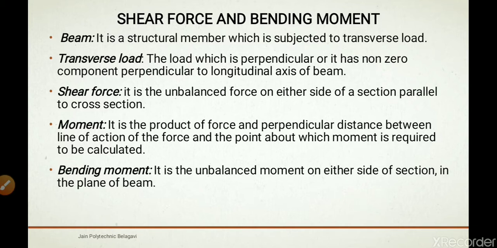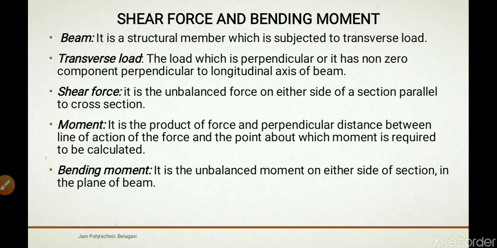So in RCC as well as in steel design, steel structures, we observe these shear force and bending moment, and this unit is very basic for designing. So first, beam: it is a structural member which is subjected to transverse load.